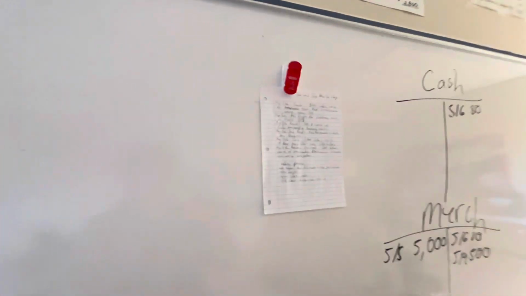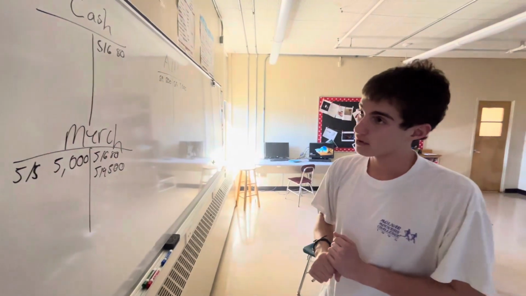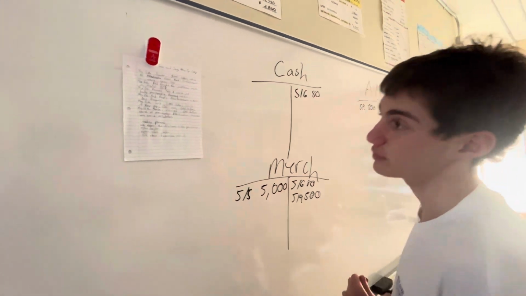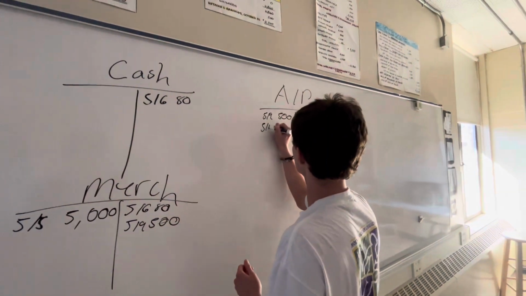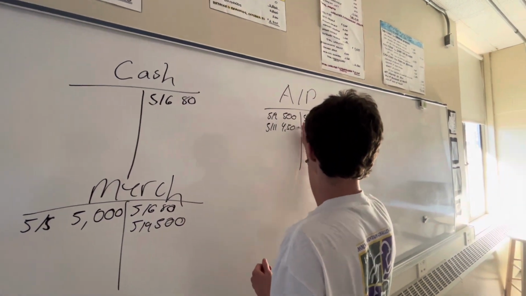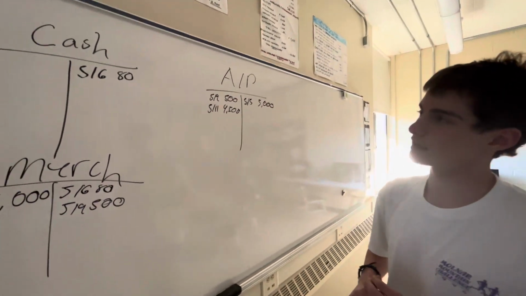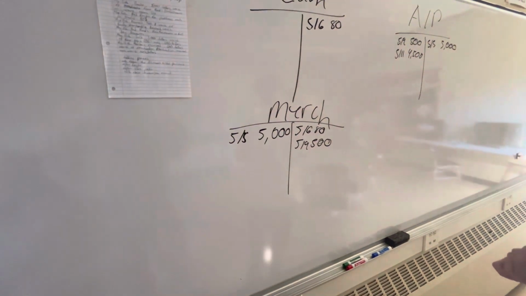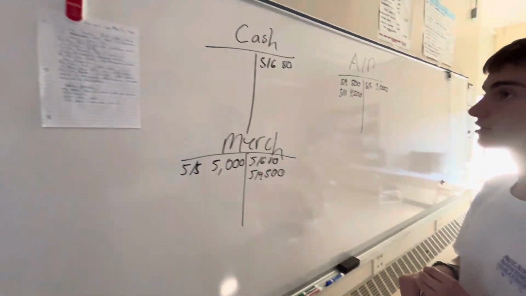Okay. May 11th, paid Rax Reinforcements in full, less discounts. Since we paid within the 10 days that we were allotted, we get the 2% discount. So we're going to write 5/11, 4,500, because we paid them, so we don't owe them anything, and this is all canceled out. And then something does go into merchandise, but we'll get to that in a second. We paid them $5,000 out of pocket.